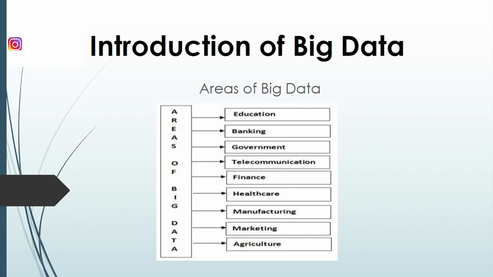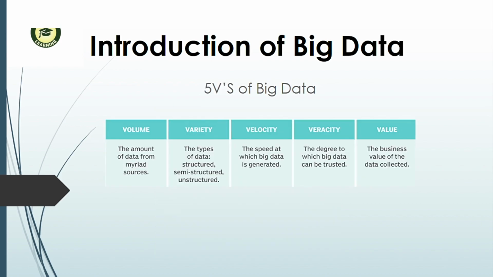Next, there is another very important aspect, that is the areas of big data. There are a lot of areas of big data in today's era, like education, banking, government, telecommunication, finance, healthcare, manufacturing, marketing and agriculture. These are key areas of big data in today's era.